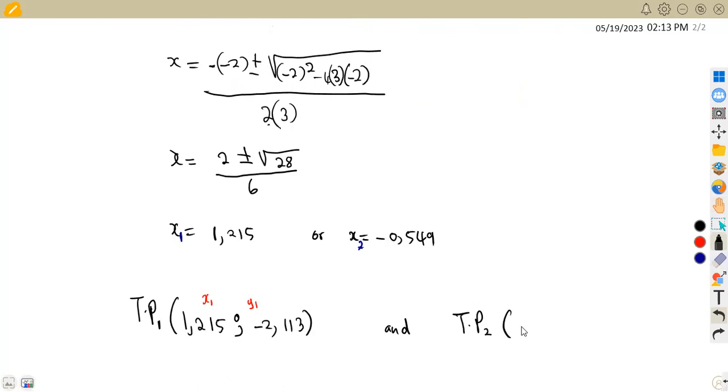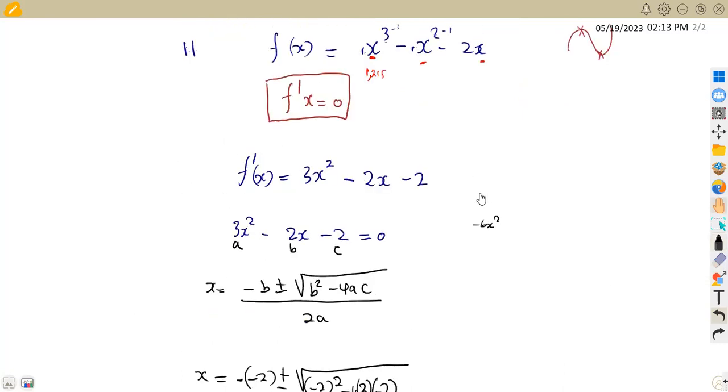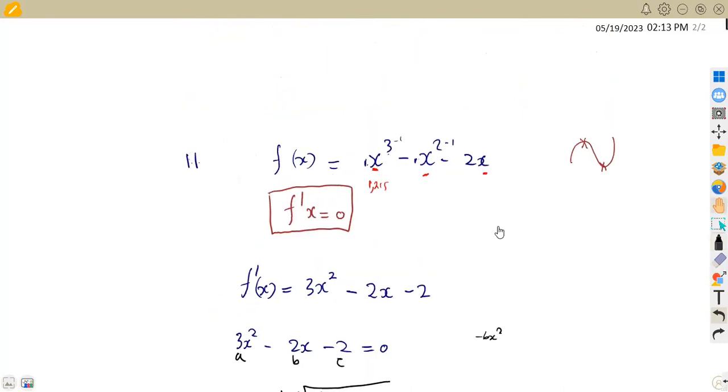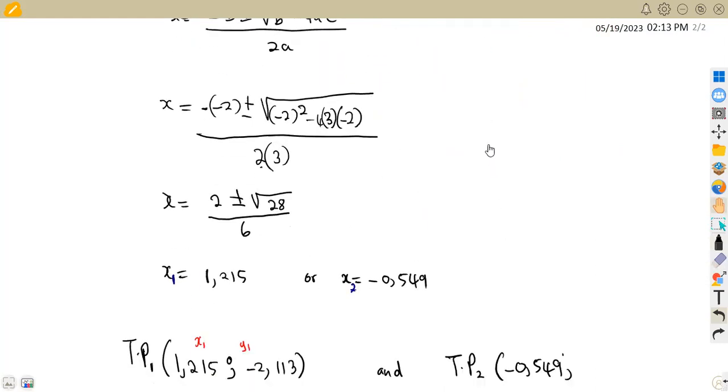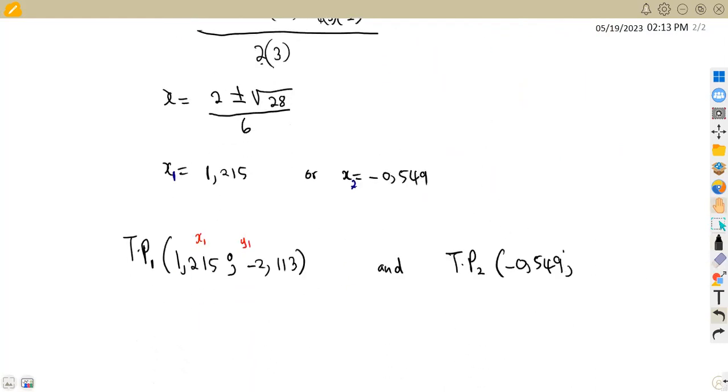So we have our first turning point, and our second turning point where x is equal to minus 0.549. The same thing, we substitute this into the original equation. Take note, in our original equation we substitute the value of x, which is negative 0.549. Y is going to give us 0.631. So we have a point, from the value of x we obtain the value of y.